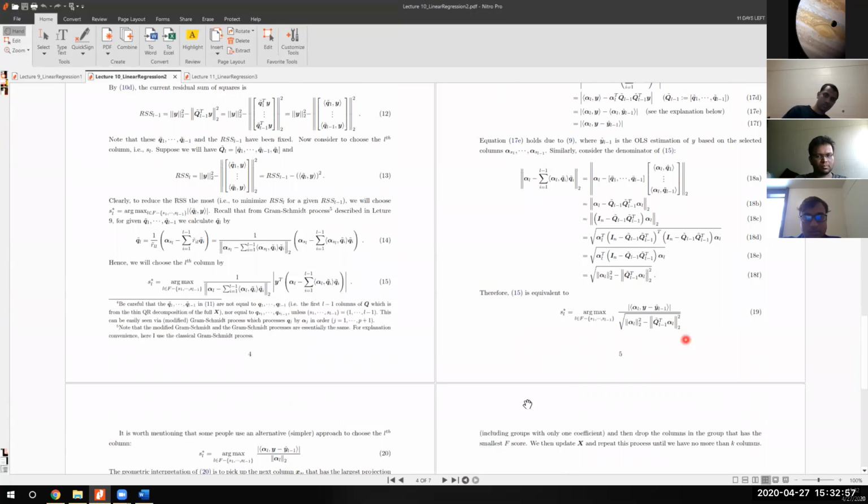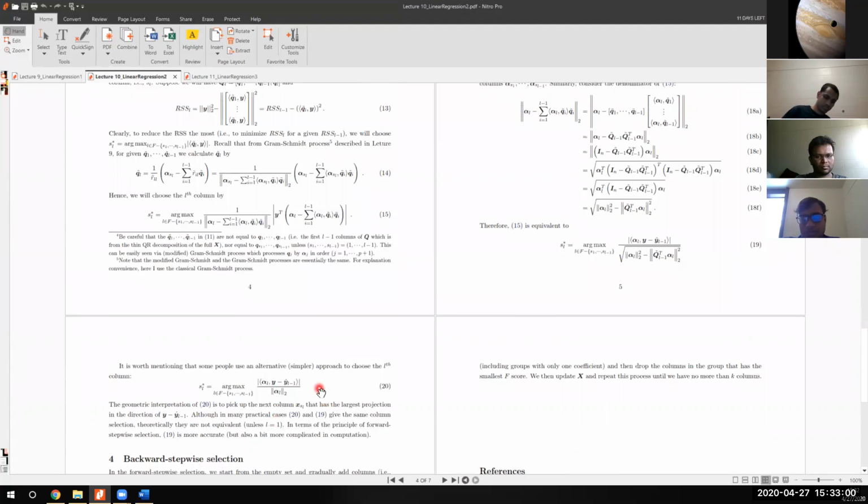So this one is more accurate than this one. However, you have to admit this one is much easier. Why? Because I don't need to calculate the QR decomposition here. You see it? I just directly use the column. I'm done. Here you need to do the QR decomposition. However, usually QR decomposition is really fast, so it's not a really big thing unless your X is really huge.